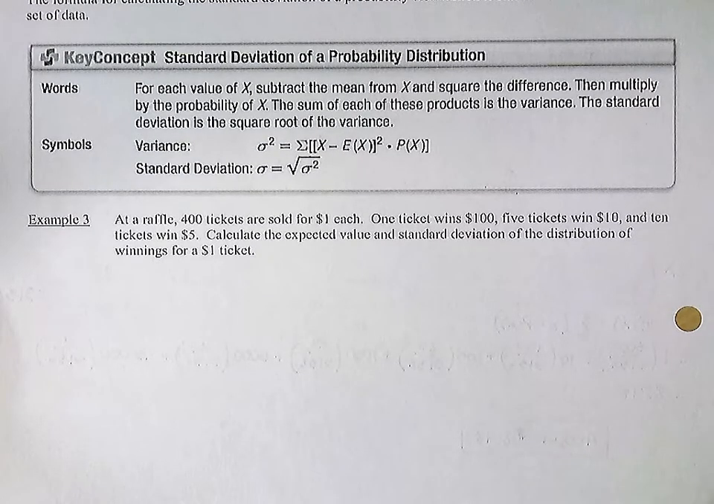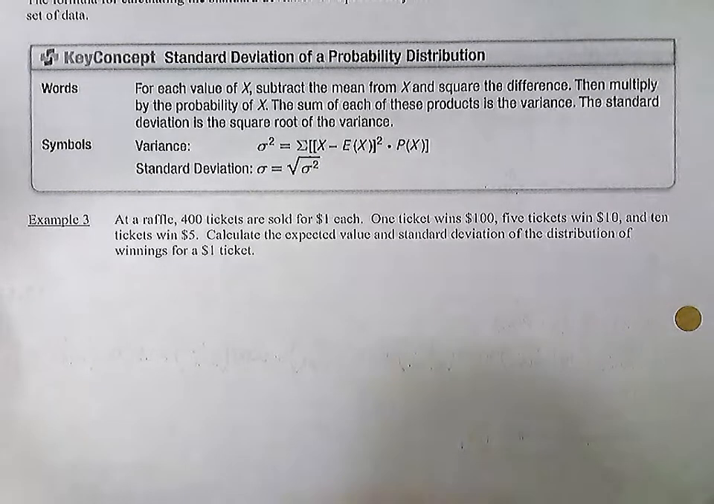At a raffle, 400 tickets are sold for $1 each. 1 ticket wins $100, 5 tickets win $10, and 10 tickets win $5. Calculate the expected value and standard deviation of the distribution of winnings for a $1 ticket. So just like before, I'm going to make a chart for x and the probability of x.